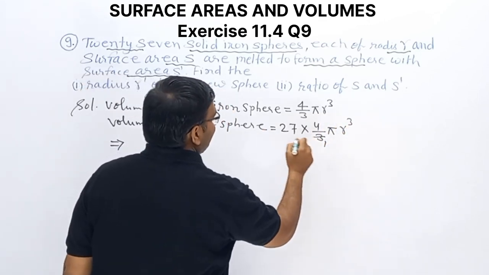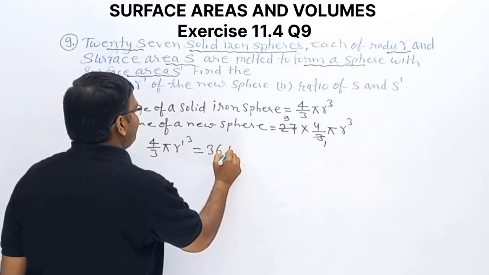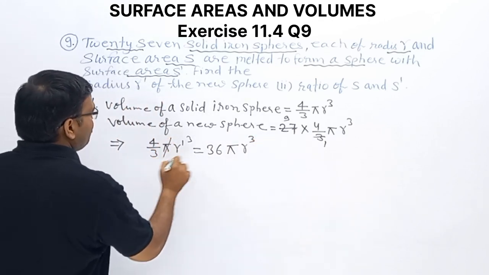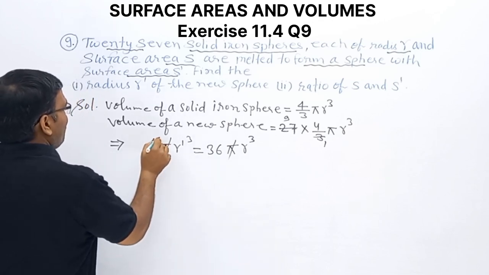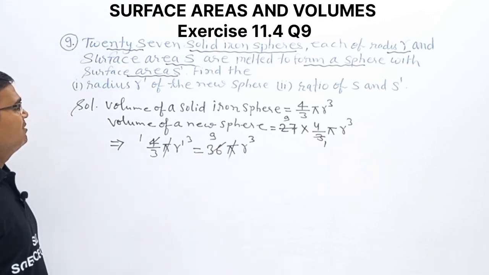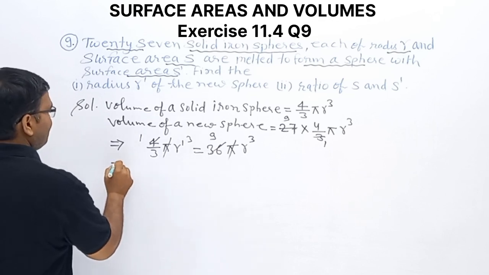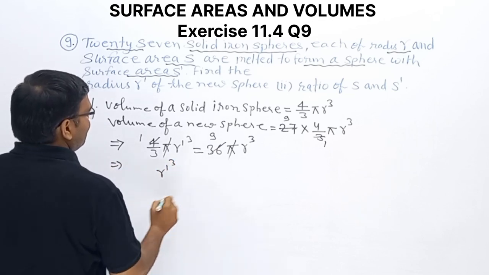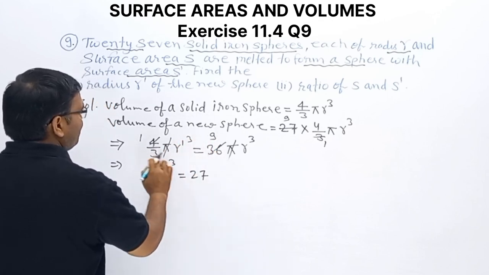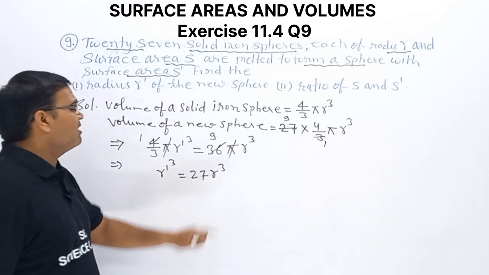So this can be written as 3 ones are 3, 3 nines are 27, 9 fours are 36 pi r cube. Clear? Solve this one. Pi and pi will cancel. 4 ones are 4, and 9 fours are 36. So r dash cube, cross multiplying, 9 into 3 is 27 r cube. Once we solve, we get r dash cube equal to 27 r cube.